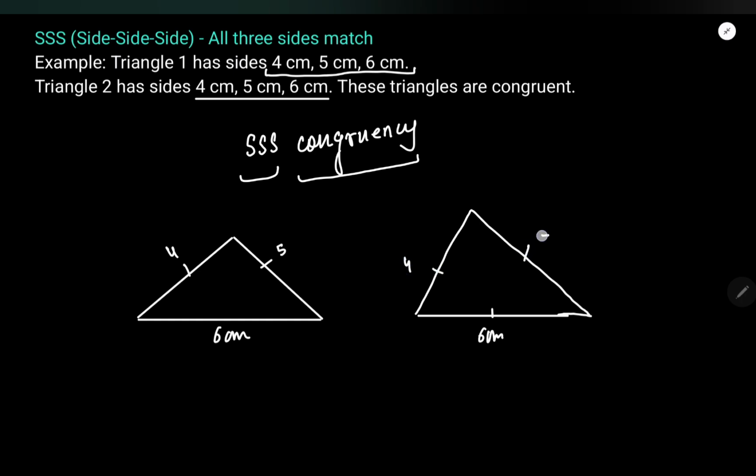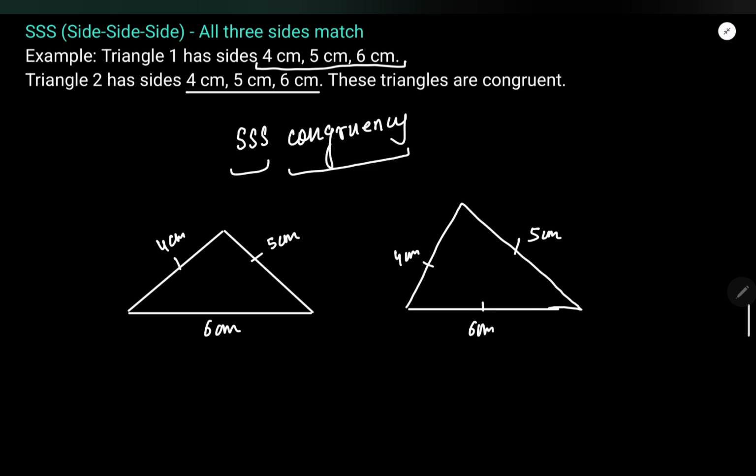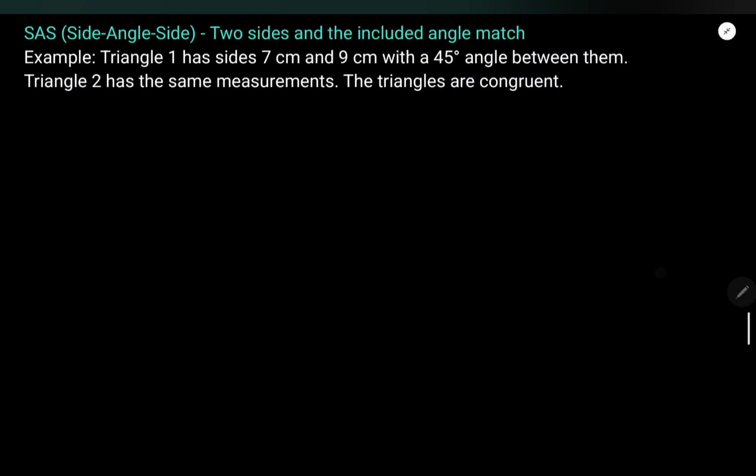6, 4, 5, all in centimeters. So whenever you see that the lengths of sides are equal in both triangles, then even though you couldn't draw them identically, you will say yes, the triangles are congruent. So the first rule is SSS. Now we come to the second rule, which is SAS.